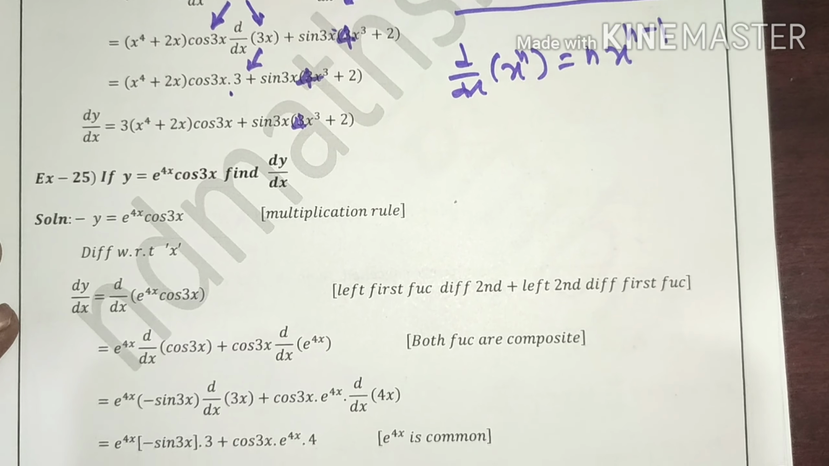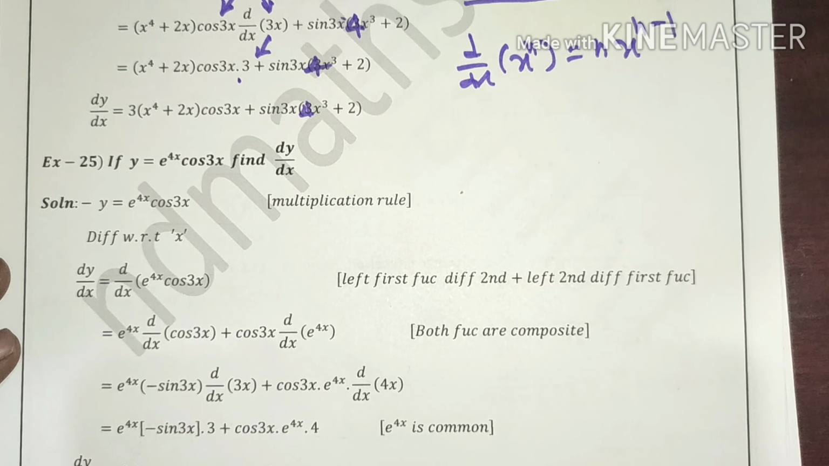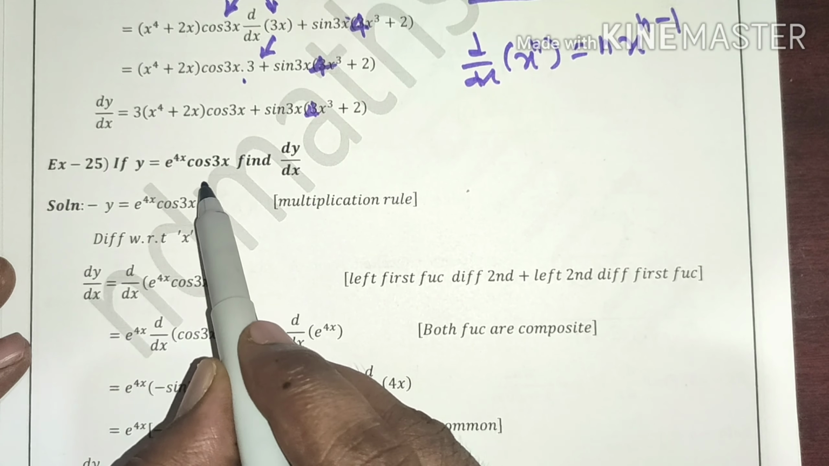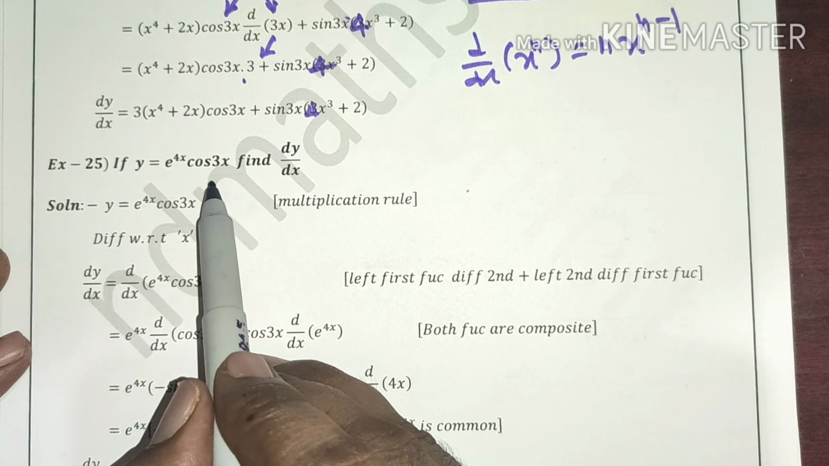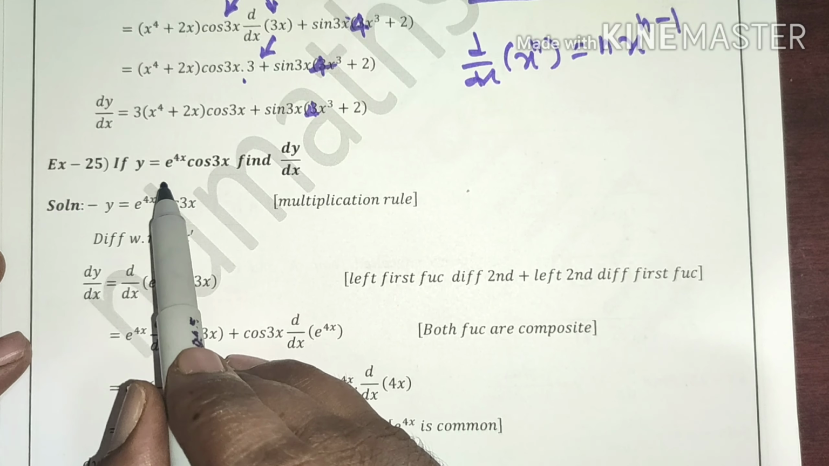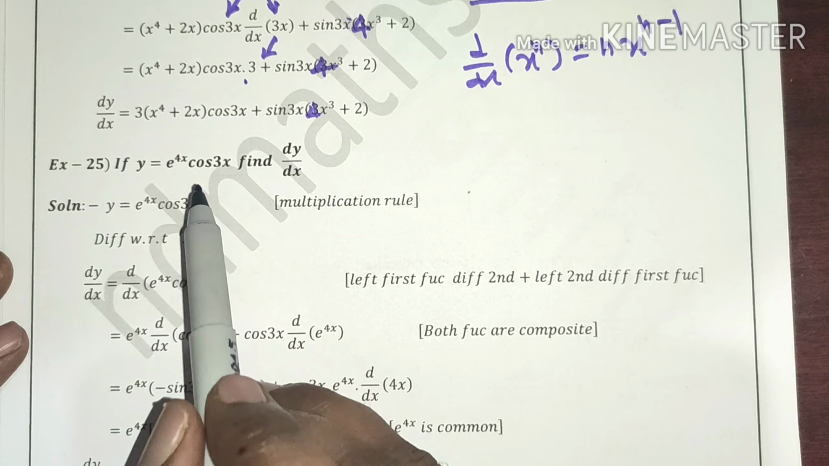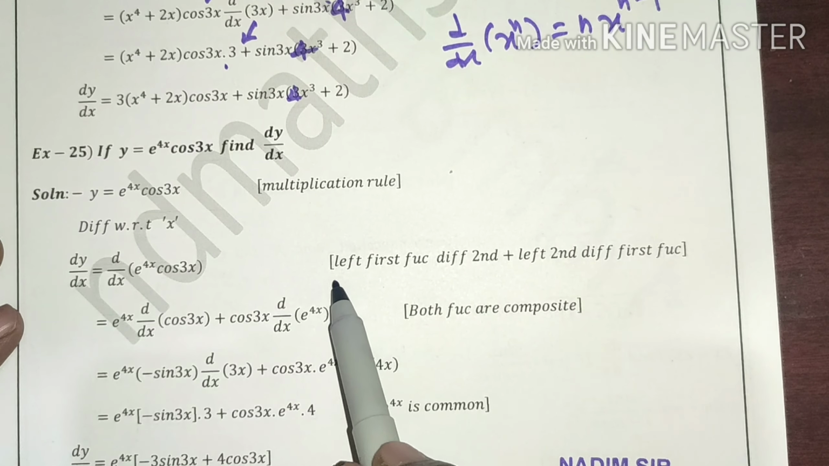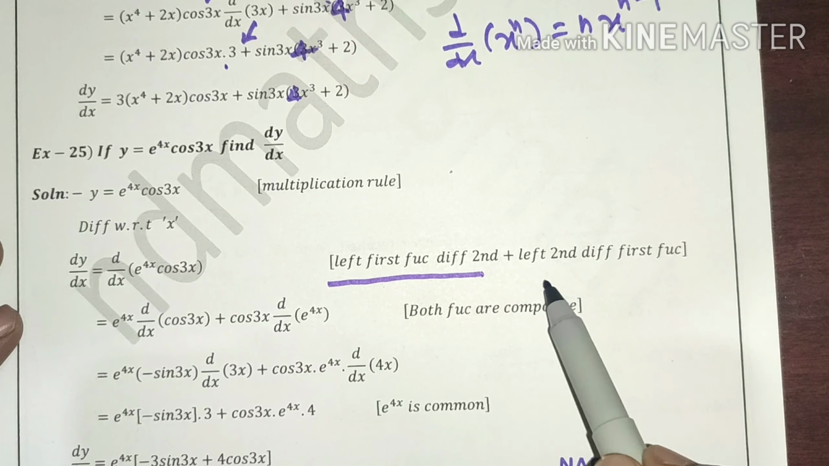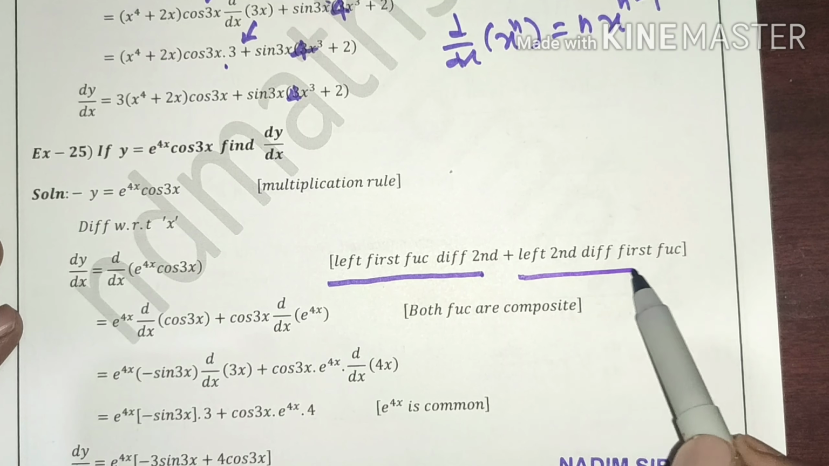See example number 25. Here both functions, e raised to 4x and cos 3x, are composite functions because of 4x and 3x. e raised to 4x is a composite function because of 4x. cos 3x is a composite function because of 3x. We apply the same rule here: leave first function, differentiate second, plus leave second function, differentiate first.